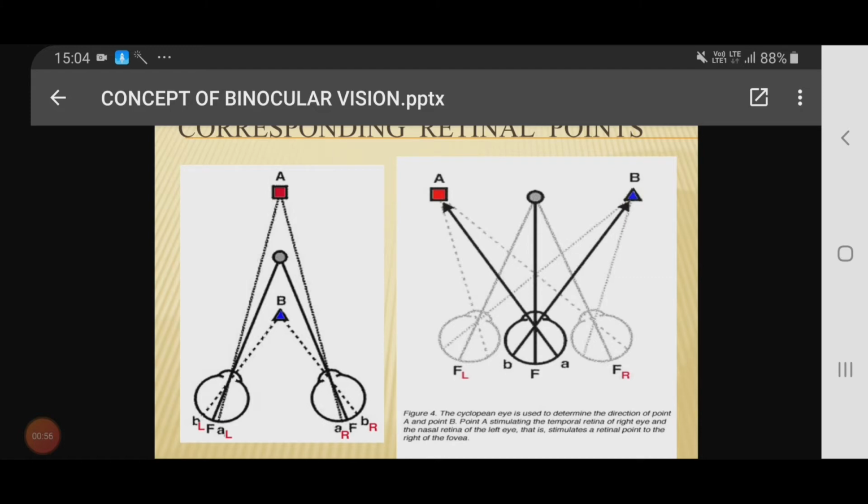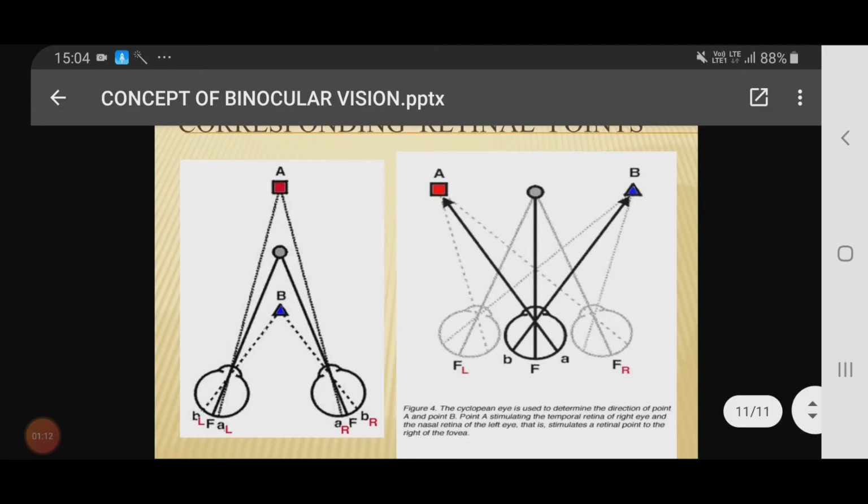Similarly, let's look at the gray color circle. Rays of light from that fall on AR in the right eye retina, and on the left eye retina it is falling on AL. So this AR and AL are two corresponding retinal points.